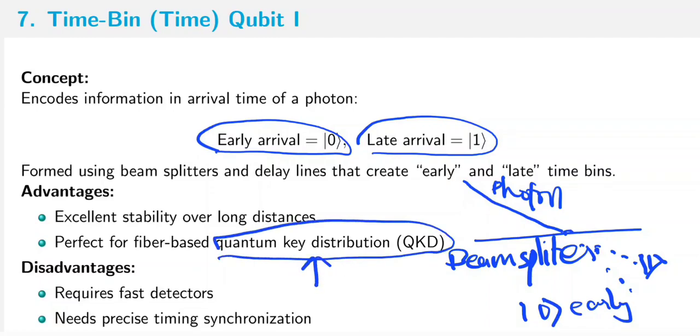I will make a video on quantum key distribution, but it requires fast detectors and needs precise timing and synchronization. If there is some time delay, then it will not pass the information. So that is the disadvantage, and that is why we require precise timing.